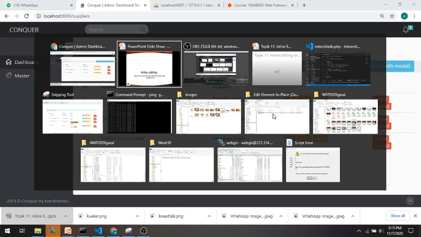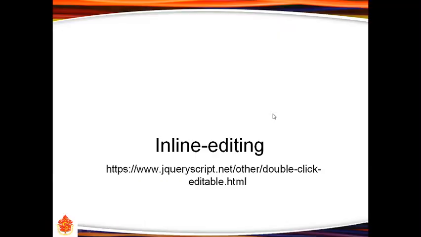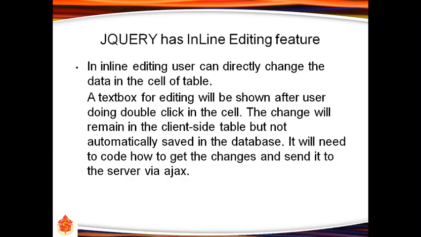Okay, we move to inline editing first. jQuery has inline editing features. In inline editing, the user can directly change the data in the cell of the table. A text box for editing will be shown after the user double clicks, and the change will remain in the client side table.